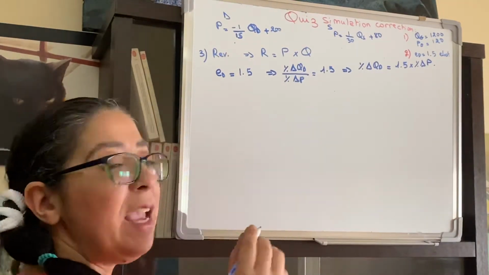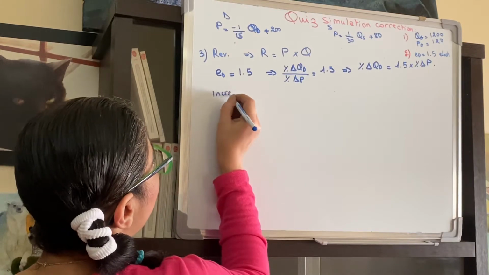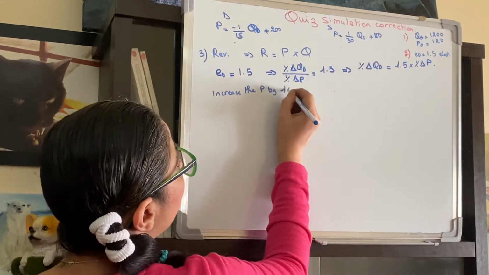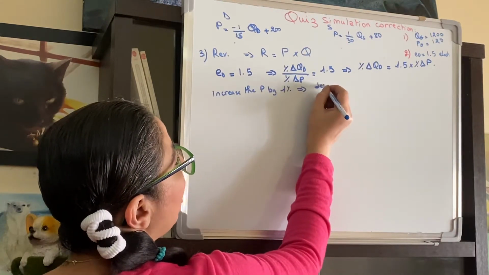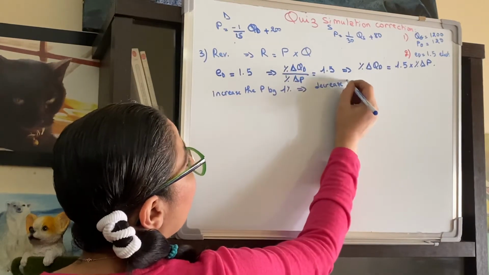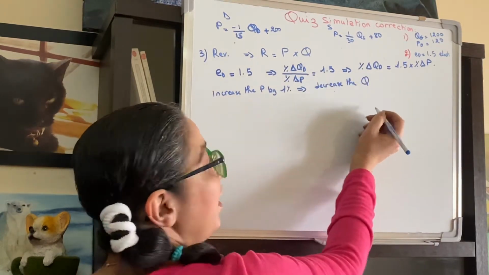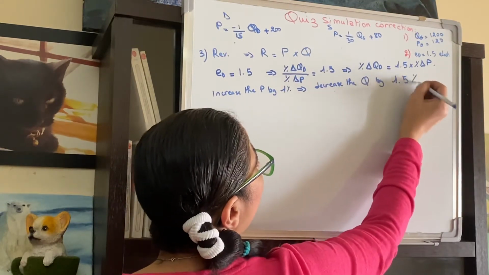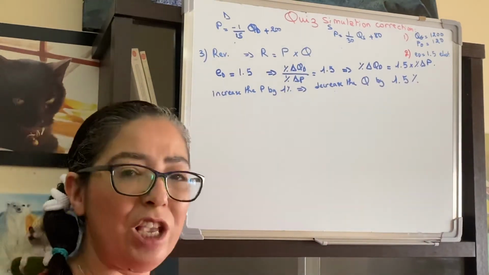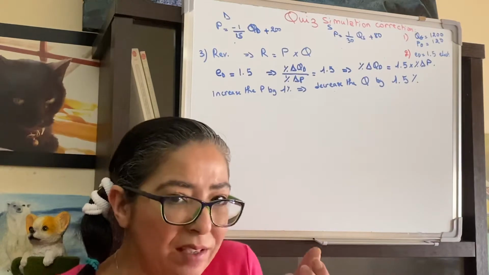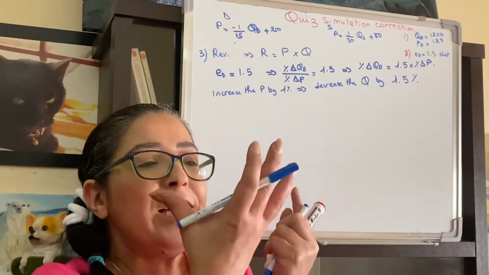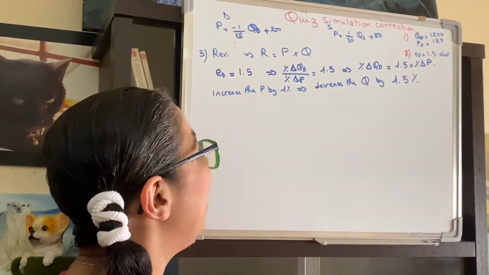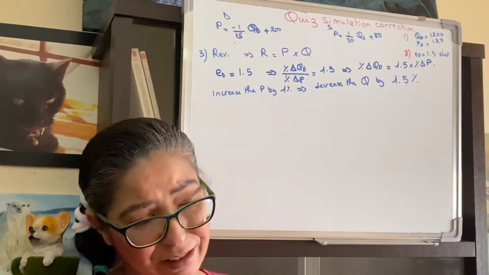Meaning, if I increase the price by 1%, I would decrease the quantity by 1.5%. So which one is winning? The increase in price, which is only 1%, or the decrease in quantity demanded? It's the decrease in quantity demanded, so the revenues will decrease.